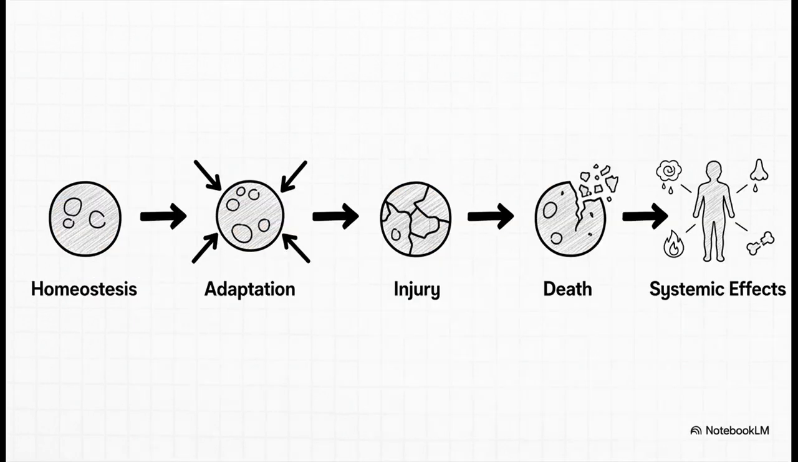And there you have it. From a cell just trying to keep its balance, to adaptation, to injury, and finally to death and the symptoms we feel, it's all one long, continuous story. A chain reaction that starts with one cell's fight for survival. And honestly, understanding this fundamental pathway, well, that's the very beginning of understanding disease itself.